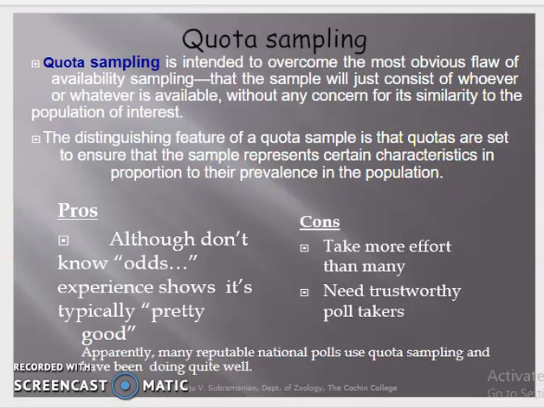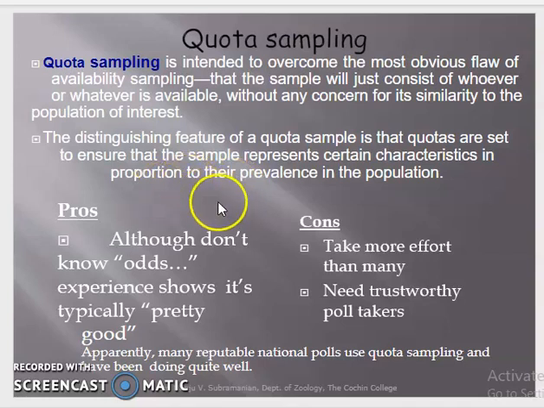Quota sampling is intended to overcome the most obvious flaw of availability sampling, that the sample will just consist of whoever and whatever is available, without any concern for its similarity to the population of interest. The distinguishing feature of a quota sample is that the quotas are set to ensure that the sample represents a certain characteristic in proportion to its prevalence in the population. So in quota sampling, we take the opinion of the public, and then choose the sampling groups based upon our decision.